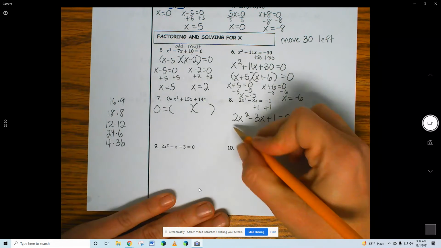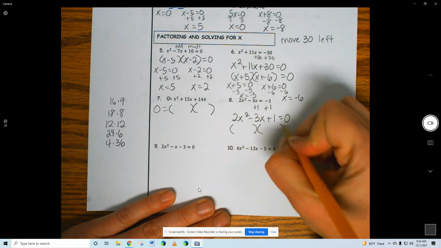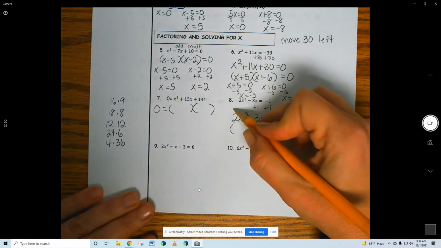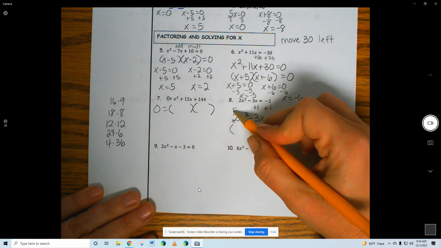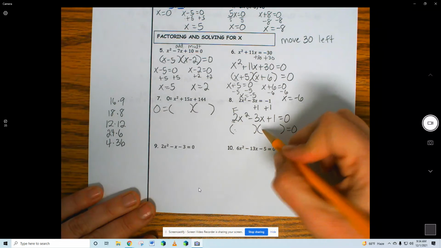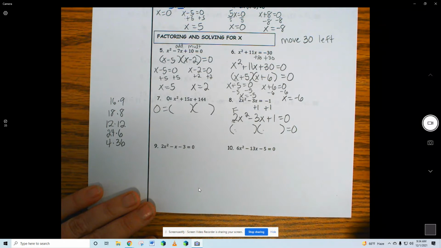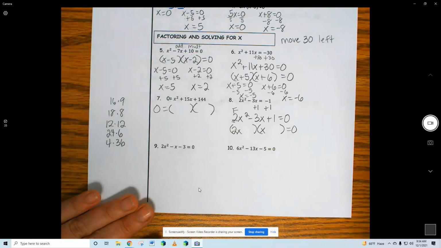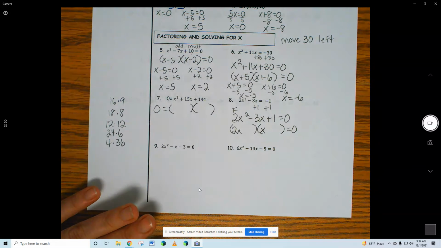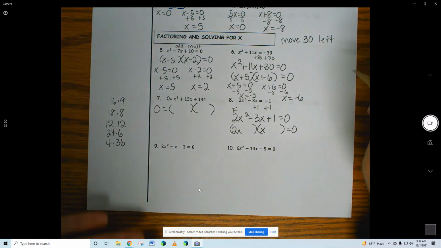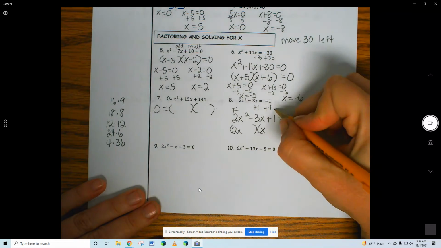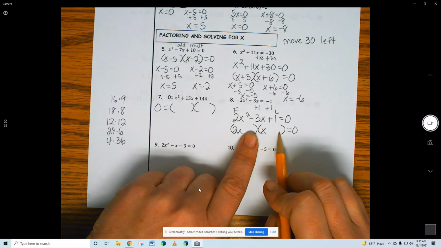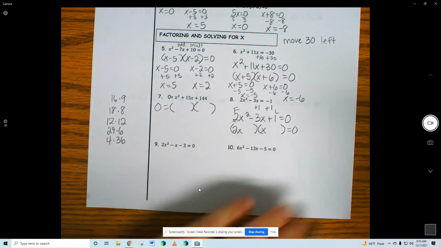All right. This has a 2, an A. So my firsts in the parentheses have to equal 2x squared. If they have to equal 2x squared, I know it's going to be a 2x and an x. So my last is a 1. That's this position. My lasts have to equal 1, 1 times 1.